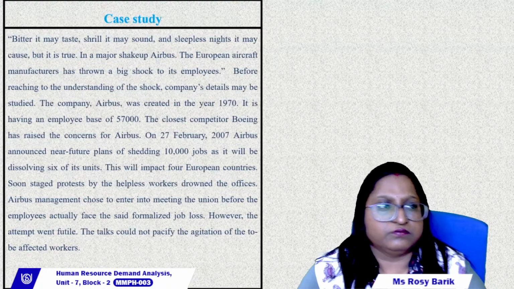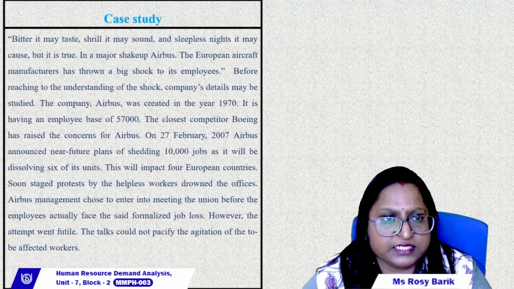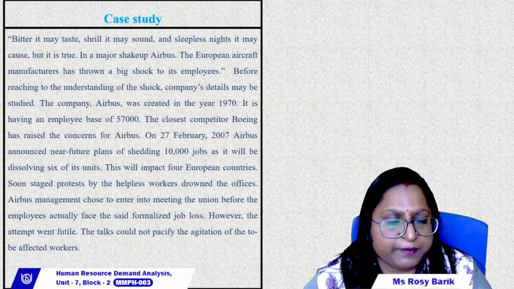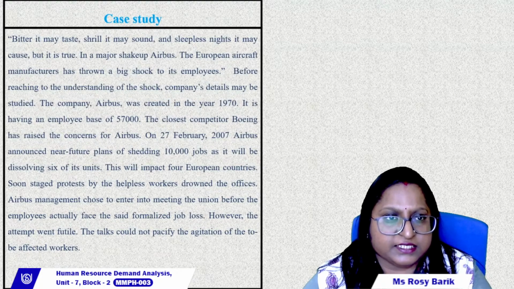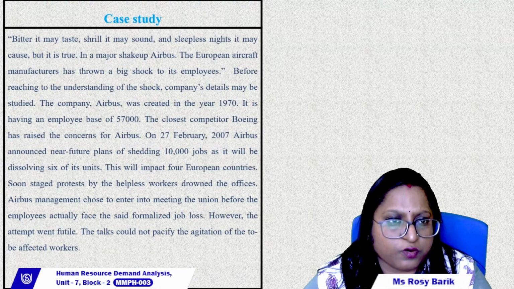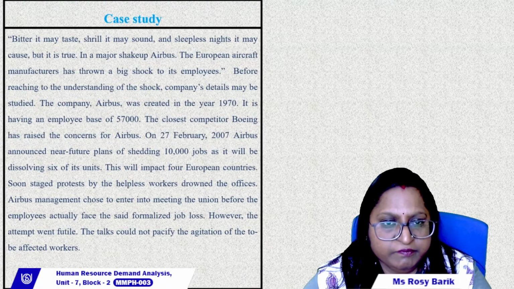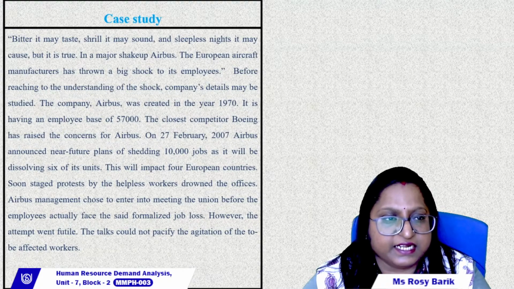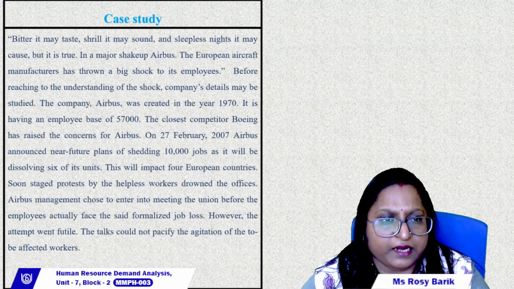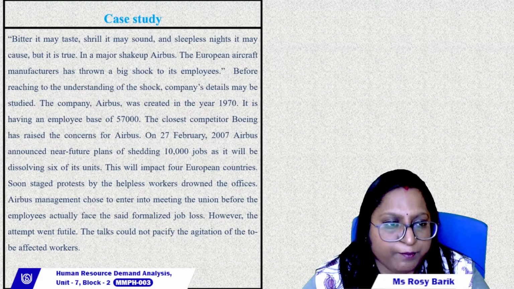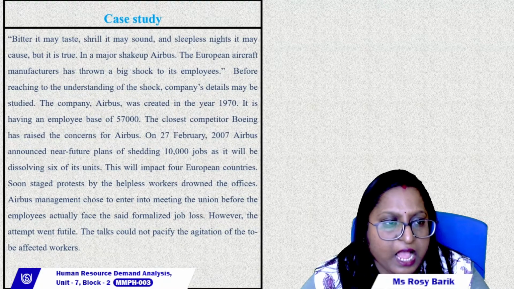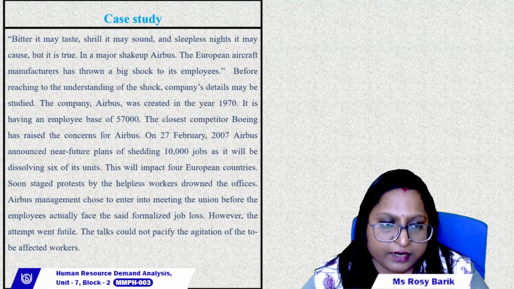We can see that bitter it may taste, shrill it may sound, and sleepless nights it may cause, but it is true. It is the major shake-up. Airbus, the European aircraft manufacturer, has thrown a big shock to the employees. Before reaching the understanding of the subject, the company's details may be studied. The company Airbus was created in the year 1970. It has an employee base of 57,000. The closest competitor Boeing has raised concern for Airbus.